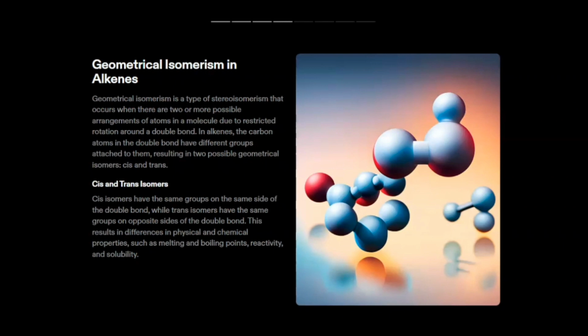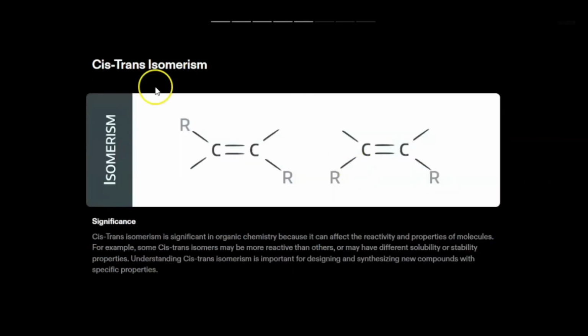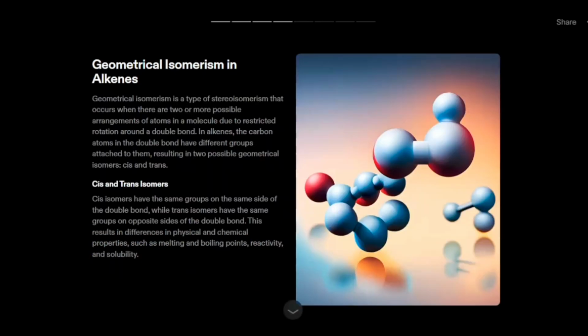So we are going to learn about cis and trans isomerism now, cis-trans isomers in specific. Cis isomers have the same group on the same side of the double bond, while trans isomers have the same groups on opposite sides of the double bond. Let us see what is meant. As you can see here, the cis isomers have the same group on the same side of the double bond, and the trans isomers have the same group on opposite sides of the double bond. Okay, that's what it means.